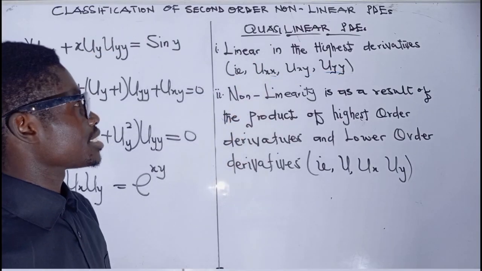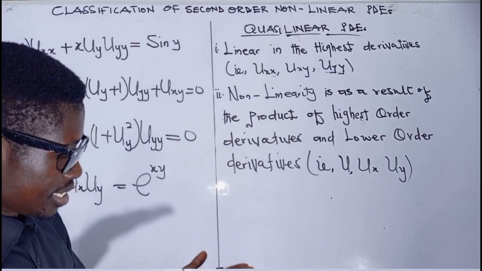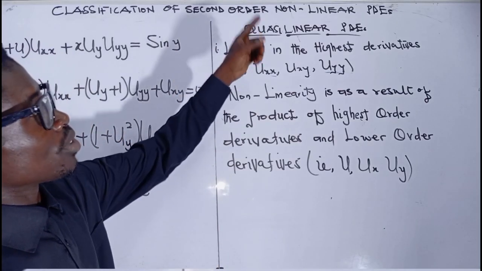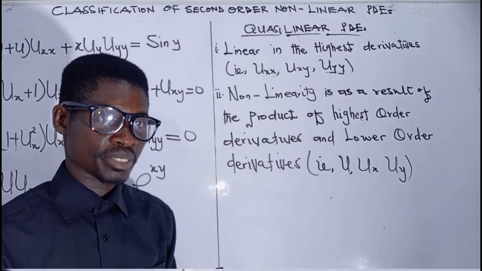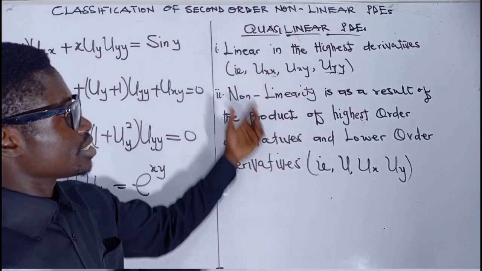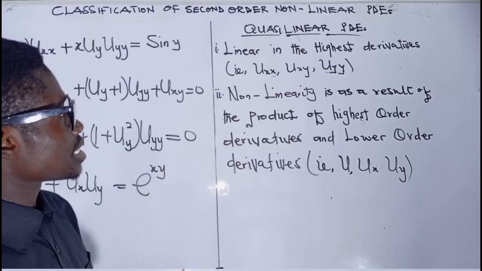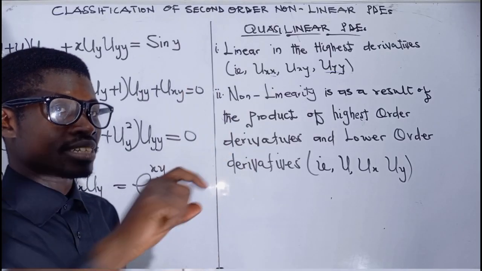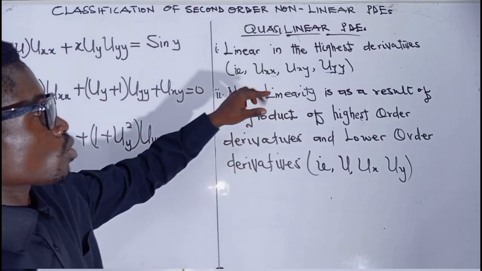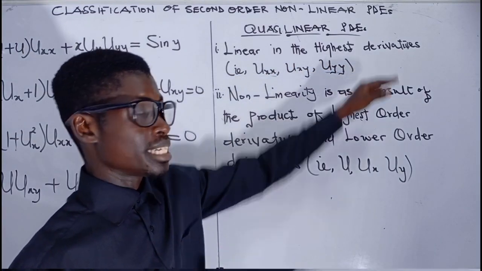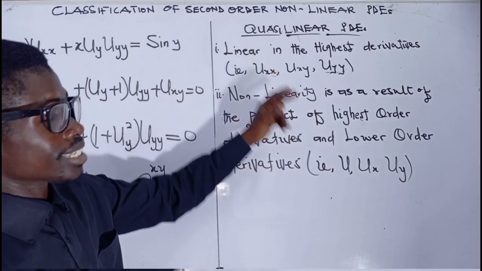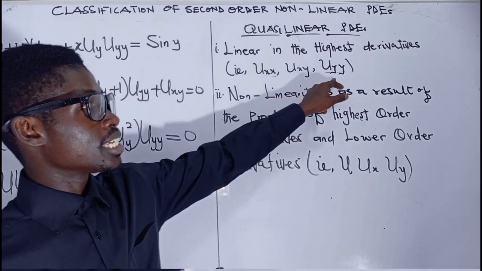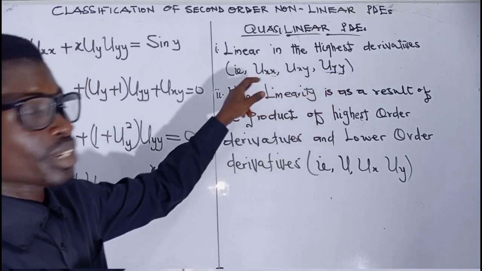So we are looking at the next one, which is the quasi-linear PDE. When do we say that a second order nonlinear PDE is a quasi-linear PDE? It becomes a quasi if these two conditions are met. The first one says that it is linear with respect to the highest derivatives. It means that the higher derivatives within that equation must, or all of them should be linear. And since we are looking at the second order, our highest derivatives are going to be the uxx, uxy, and then uyy. Our focus should be on this.